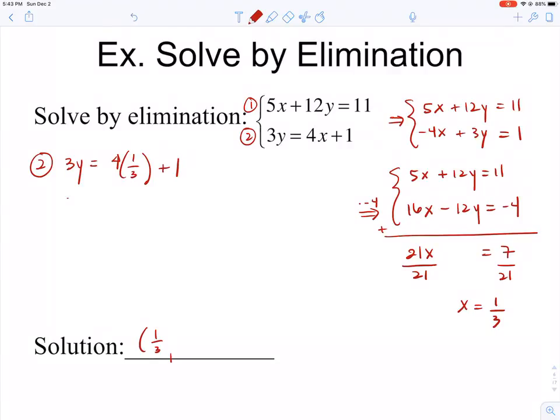Okay, so that will be 3y equals 4/3 plus 1, and I can rewrite 1 as 3/3. So that would be 3y equals 7/3. And if I divide by 3 on each side, which is the same as multiplying by 1/3 on each side of the equation, the reciprocal, I'll get y is equal to 7/9.